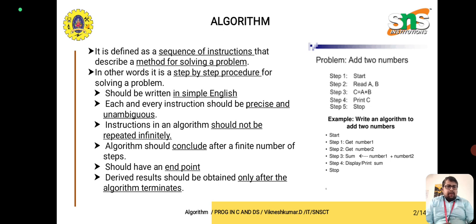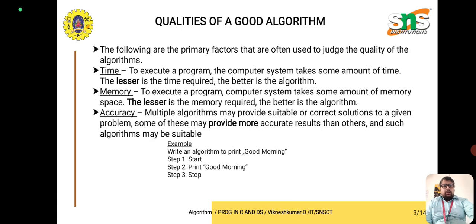Next, an algorithm should have a start and an end, a stop process. Every process has a start and every process stops. When a process does not have any stop, it is called an infinite process. But an algorithm should have a start and it should not repeat infinitely. An algorithm should conclude in a finite number of steps and should have an end point. That is, the derived result should be obtained only after the algorithm terminates.